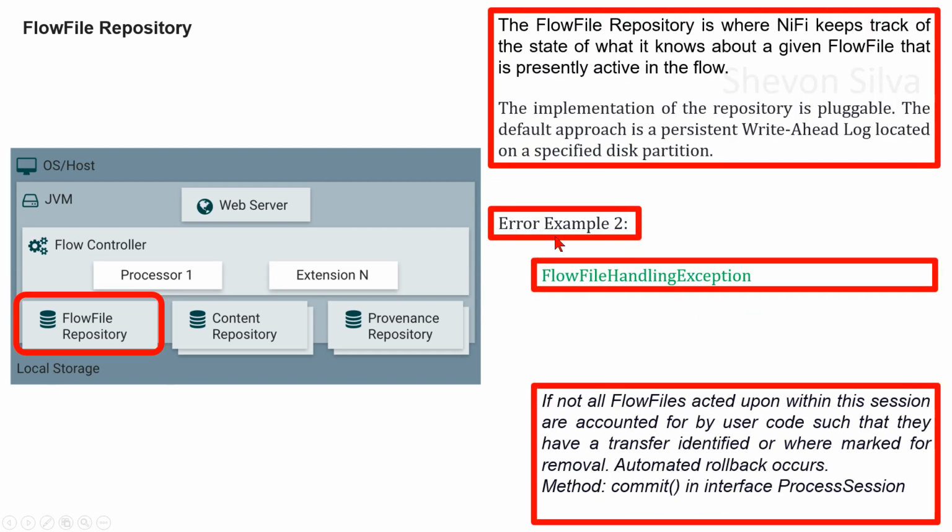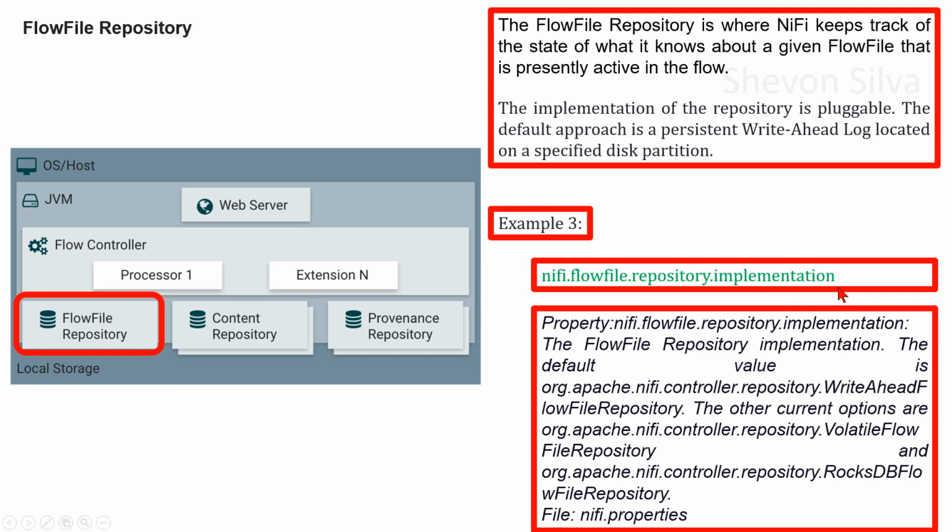As an exception example 2, we can consider this one, FlowFileHandlingException. If not all flow files acted upon within this session are accounted for by user code such that they have a transfer identified or were marked for removal, automated rollback occurs. This exception can occur in the commit method in interface process.